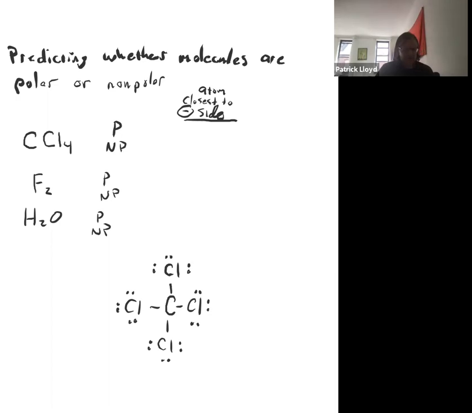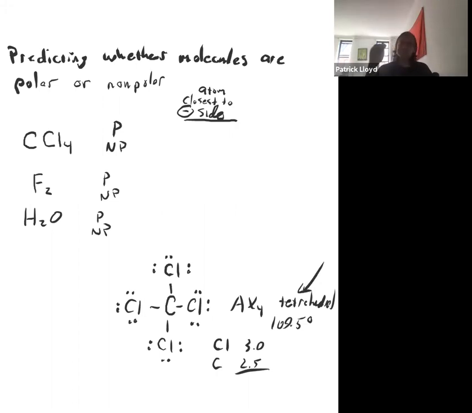Okay, so here's our carbon tetrachloride. So it looks like we've got AX4, and that's tetrahedral, 109.5 degrees. Now, in fact, there is a difference in electronegativities, right? Chlorine has an electronegativity of 3, and carbon is 2.5. So there is a difference. It's not a huge difference, but there is a little difference. But it's tetrahedral, right? Tetrahedral is in that table. That's nonpolar.